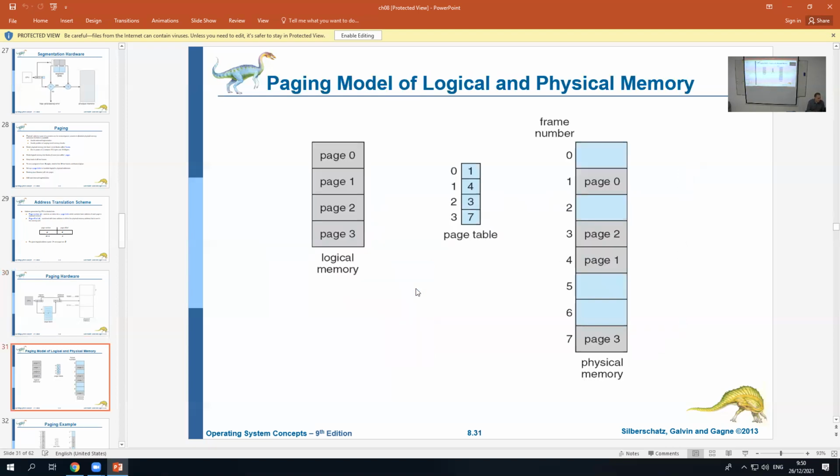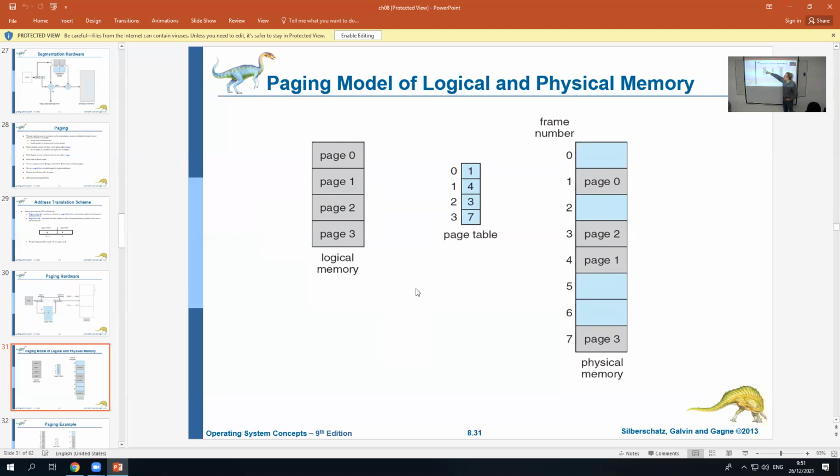So let's go on. Here's just an example: the paging model of logical and physical memory. So you see page 0, 1, 2, 3, 4. And here we're doing the opposite case, where we have a huge train station that was built in the 19th century, designed for lots of trains, and now we only have 2 or 3 trains. So we have all this physical memory. And our page table is going to tell us, we only have 4 pages of logical memory.